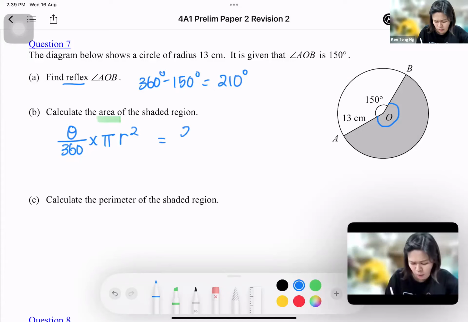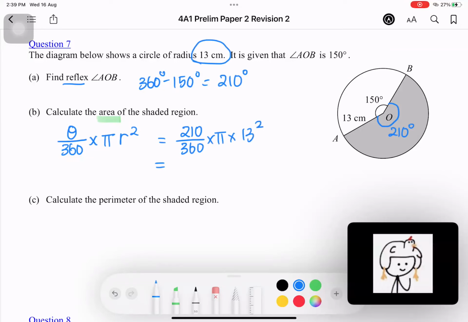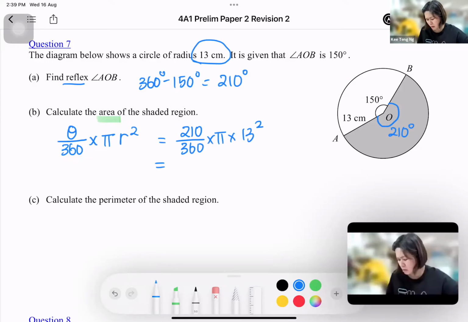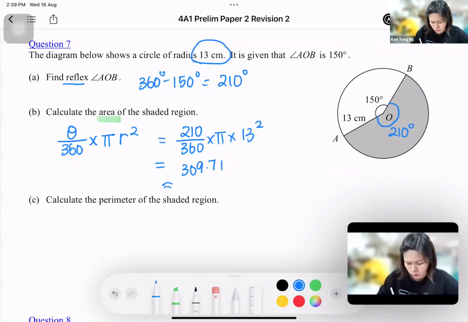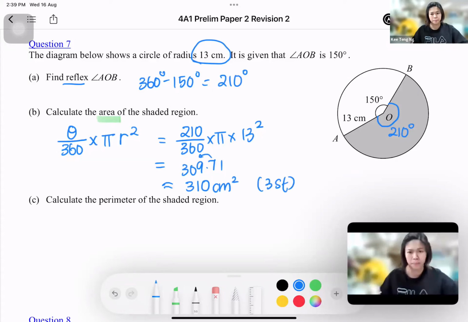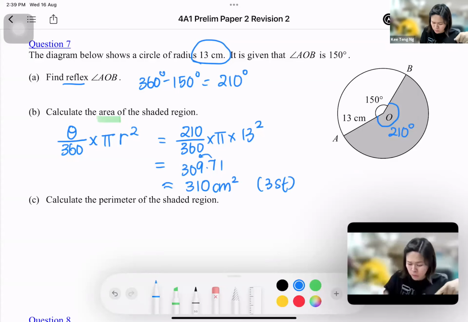Okay, so I plug in my formula, the shaded region, the angle is 210. Please don't take the wrong angle. So 210 out of 360 times pi r square. The radius is 13, squared. Answer 309.71. Round up, this one becomes 310 cm square. Is this okay? This formula must be memorized.